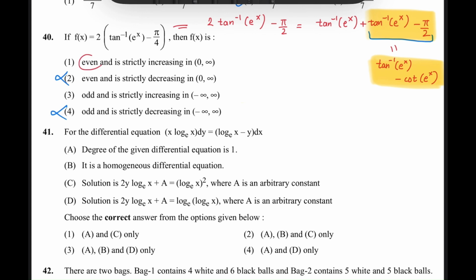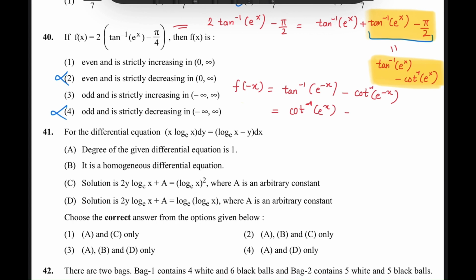Now you have to figure out if it is an odd function or an even function. How do we figure that out? We find f of minus x. So that will be tan inverse of e to the minus x minus cot inverse of e to the minus x, right? Now what is tan inverse of e to the minus x? It is cot inverse of e to the x, right?